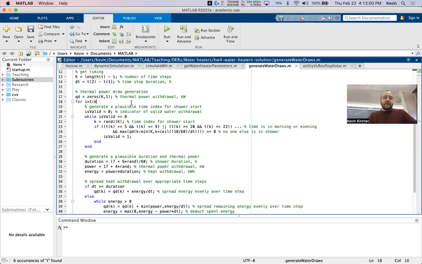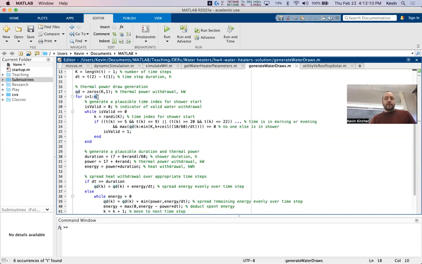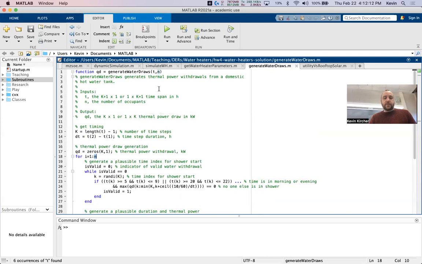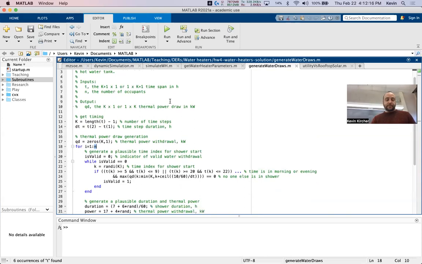Okay, so now what is this doing here? I initialize qd, that's the thermal power associated with the water withdrawals from the tank. I initialize that at 0. And then I'm going to do n water draws, basically 1 bath or shower for each occupant in the house.